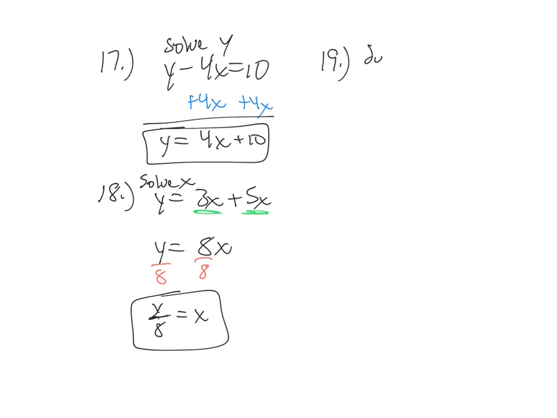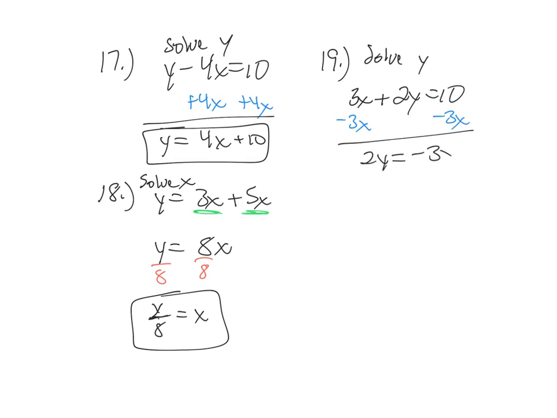So this says solve for y. So on the test, make sure that you follow the directions. Make sure you read solve for x, solve for y. So I'm solving for y, so that means I've got to get that 3x out of there. So it's minus 3x, and then divide by 2 in each one.